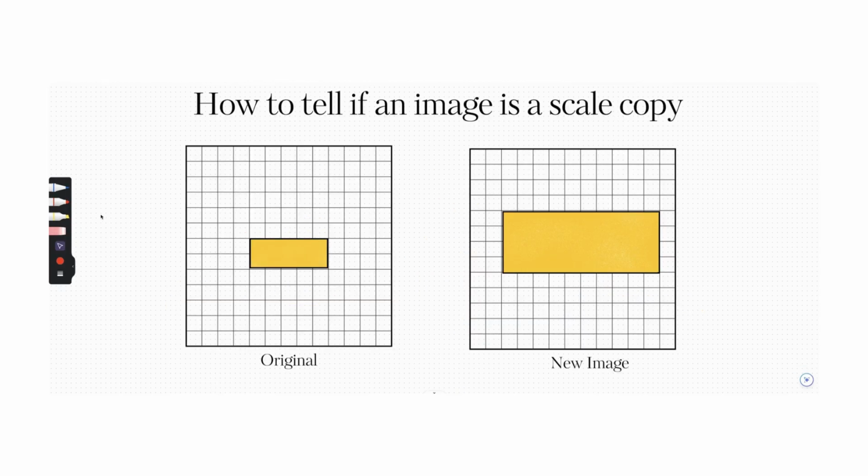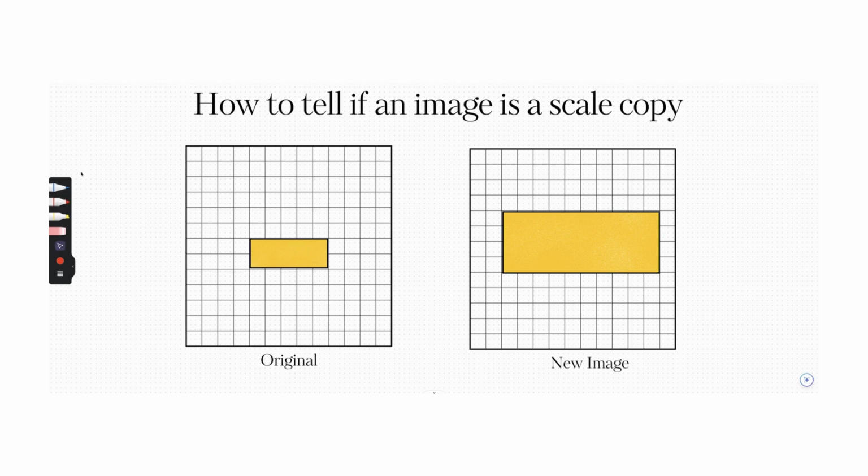All right, so how can you tell if an image is a scaled copy of another image? Here we have an original image, which, notice, is a rectangle. And then a new image, which is also a rectangle. So the question is, is this new image a scale copy of the first one?